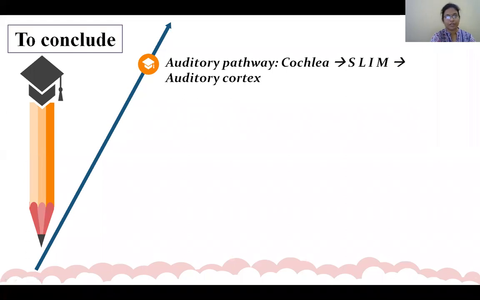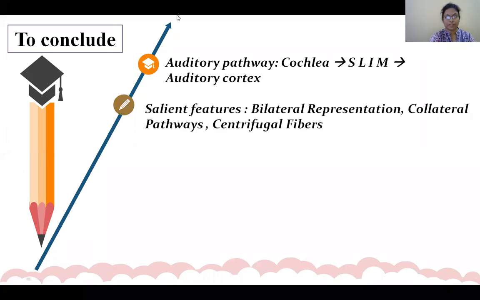Now this auditory pathway has different salient features. That is bilateral representation. That is, the information from one ear can reach both sides of the brain because of crossing over taking place at three points. That is at the trapezoid body. Second is at the nucleus of lateral lemniscus. And third is at the level of inferior colliculus. So the crossing over of the fibers helps in bilateral representation of the auditory information. That's why lesions above the cochlear nucleus do not cause major hearing impairment.